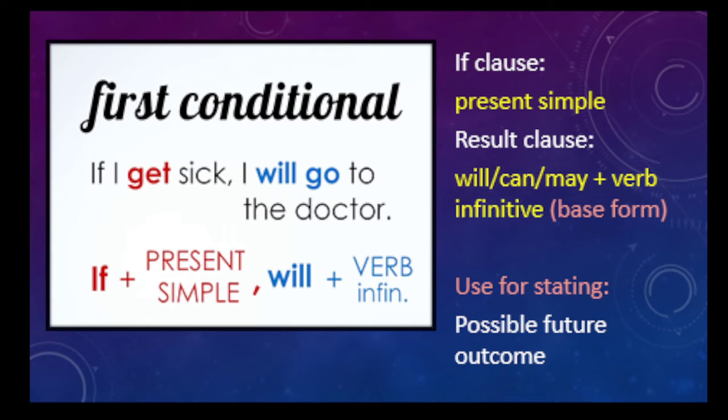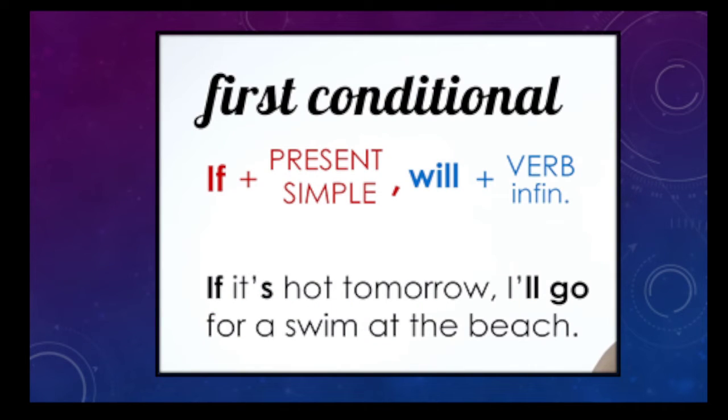Okay? Yun po yun. So, again, remember the structure. If clause, present simple tense of the verb. And then, in the result clause, will, can, or may plus base form of the verb. Possible future outcome. Okay, look.